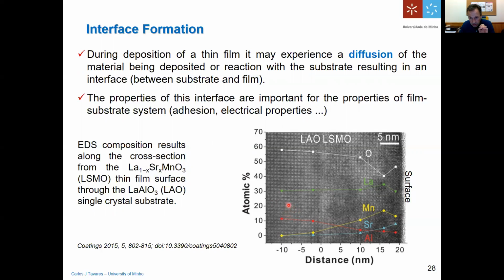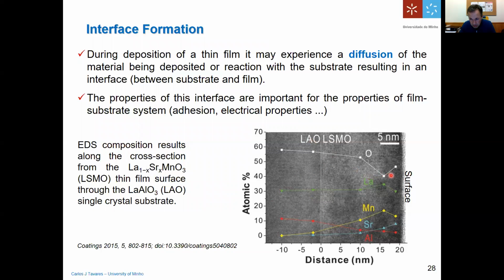So for example, here you see it's a cross-section of your material. I'll be explaining what material it is later on. But there's only a dotted line just to show you where the interface should be, because if you didn't have this dotted line, you would not see the separation of the two materials, which is LAO and LSMO. So let's see which are these materials.